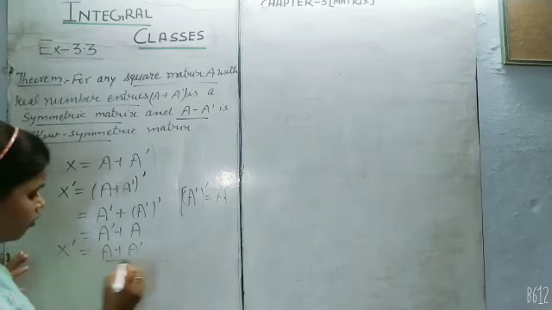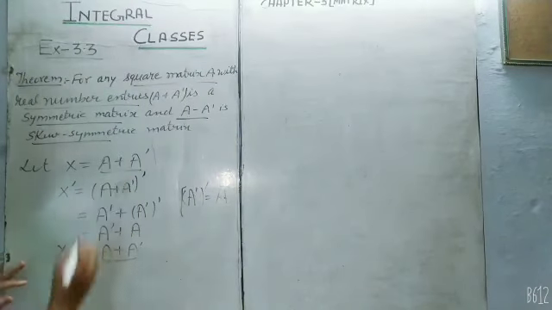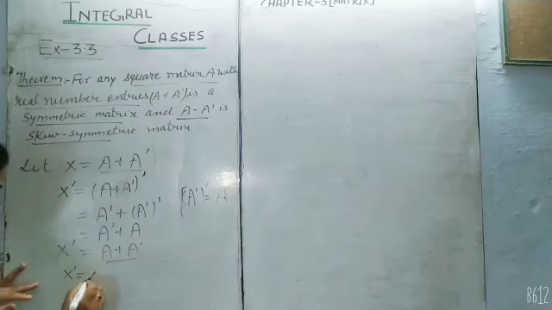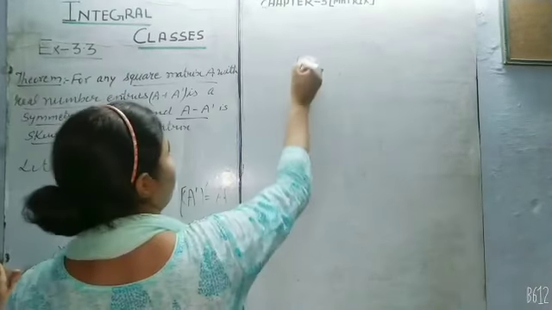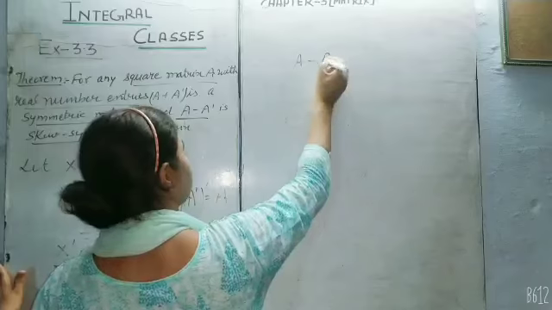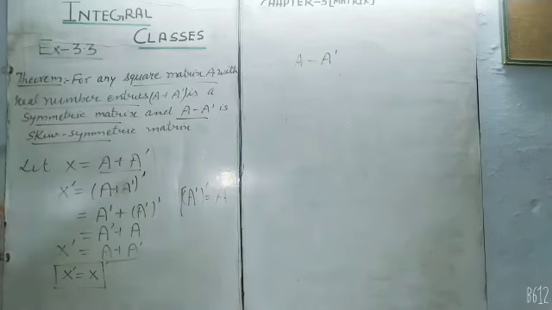Now what is the value of X? So we get X transpose equals X. It means it is a symmetric matrix. What is the condition of a symmetric matrix? If we are given a matrix A, then A transpose equals A, so it is a symmetric matrix. Now the other side: we will prove that A minus A transpose is a skew symmetric matrix.